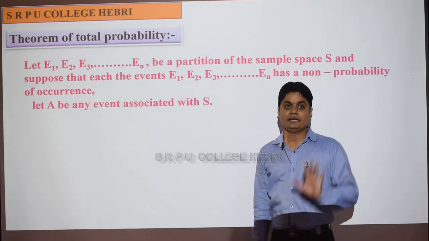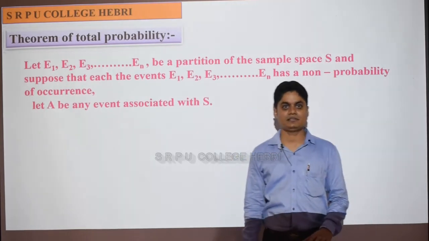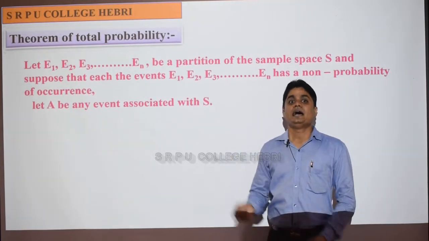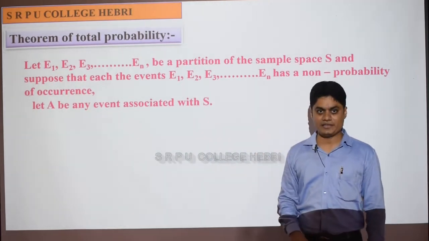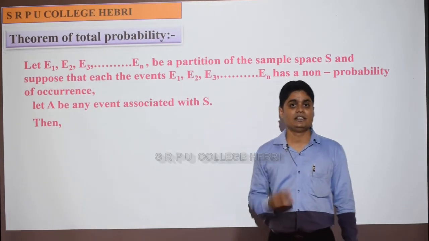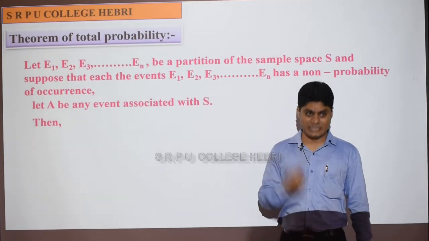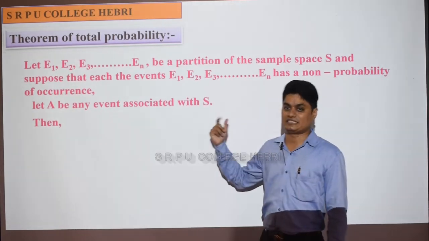I'll repeat, if E1 to En are the partitions of the sample space S of some random experiment, as well as A is one more event of the same sample space, then this theorem says that if you know the partitions of the sample space, you can find out the probability of any event related to the sample space.